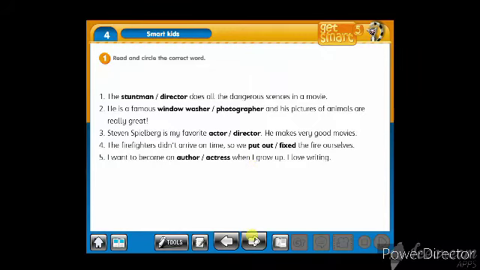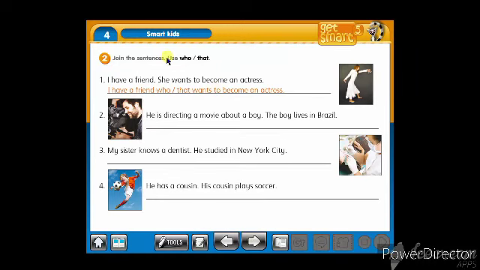Okay? Let's move on. Now here we're going to talk about people. What's the relative pronoun we're gonna use? Who. Okay? So let's see. We need to give extra information about people. I have a friend. She, it's a woman, she wants to become an actress. I have a friend who wants to become an actress. What about him? He's directing a movie about a boy. The boy lives in Brazil.